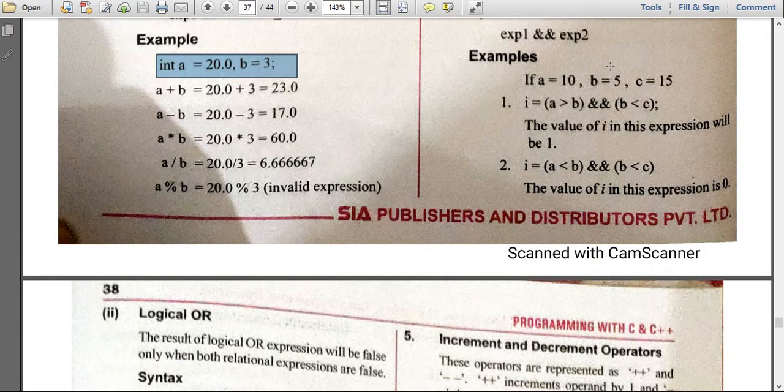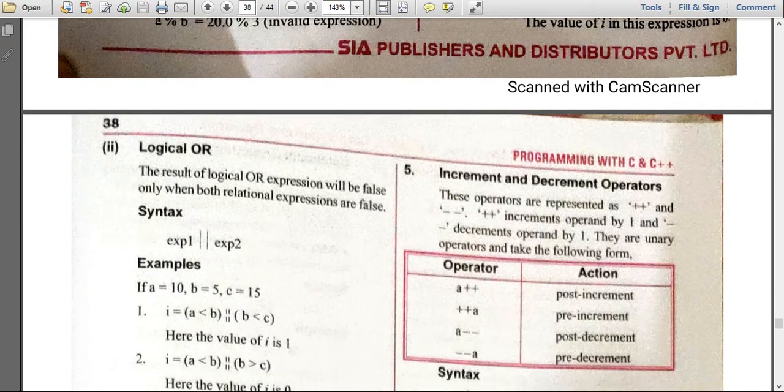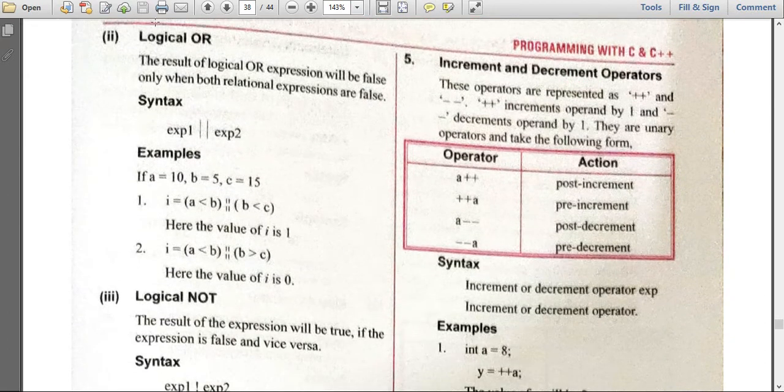That is about AND operator. Condition A and condition B, both should be satisfied. If both are satisfied, it will return 1. If even a single condition is not satisfied, it will return 0, that is nothing but false. That is about AND operator. Next we have the logical OR operator.